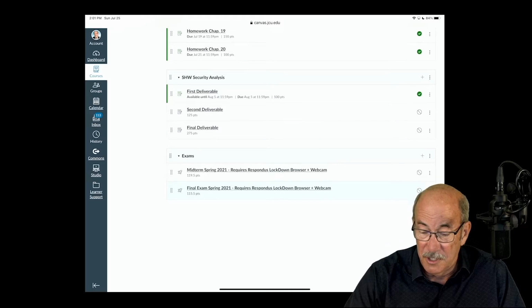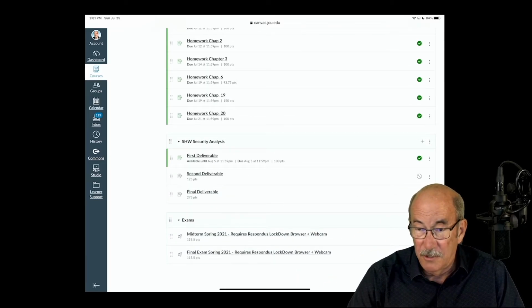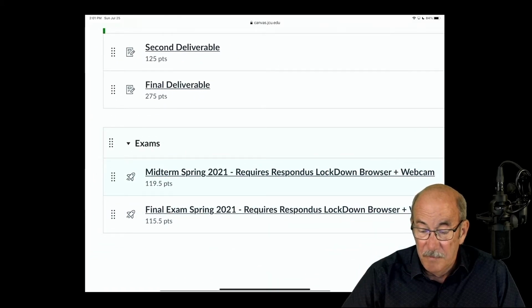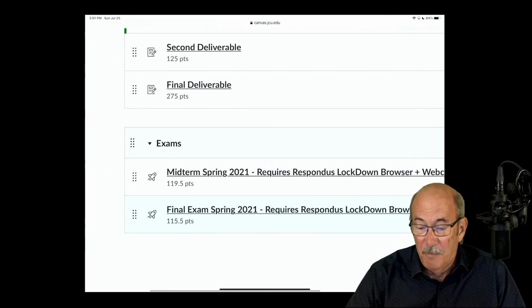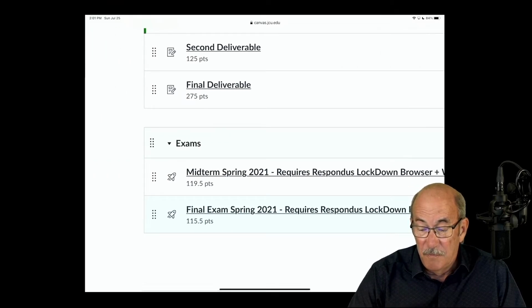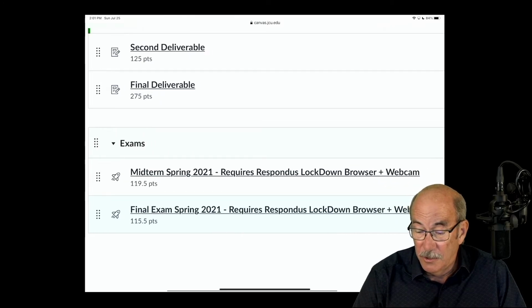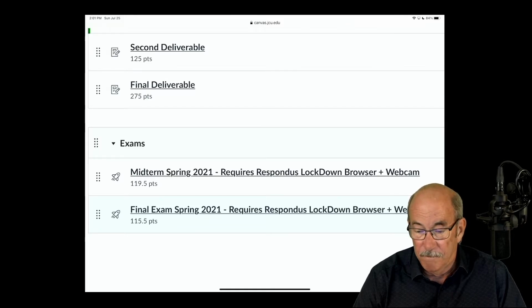I haven't actually, this is what I did, I copied the spring class over. So right here you see the spring exam. But this isn't published, of course. But what you'll see is midterms summer 2021, and you'll click on that and it'll walk you through the steps. So make sure that you've got your camera set up and that sort of thing ready to go.